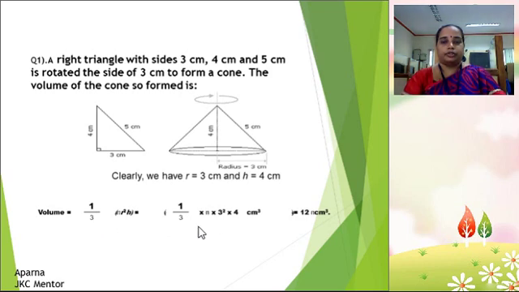So now we are going to substitute the values here. Radius is already given and h is already given, which are 3 and 4 centimeters. So by simplifying it, we are getting the answer.